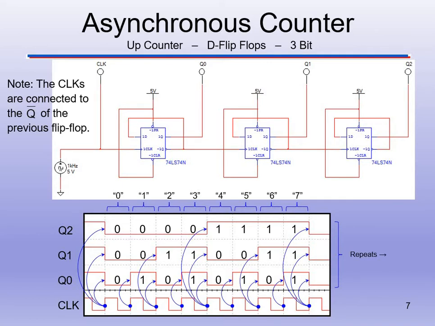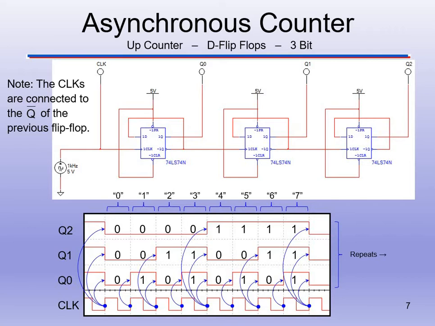So notice, if we look at the clock signal and Q0, for every 2 clock periods, we get 1 period of Q0. Then for every 2 periods of Q0, we get 1 period of Q1. And notice for every 2 periods of Q1, we get 1 period of Q2. So it keeps dividing in half.